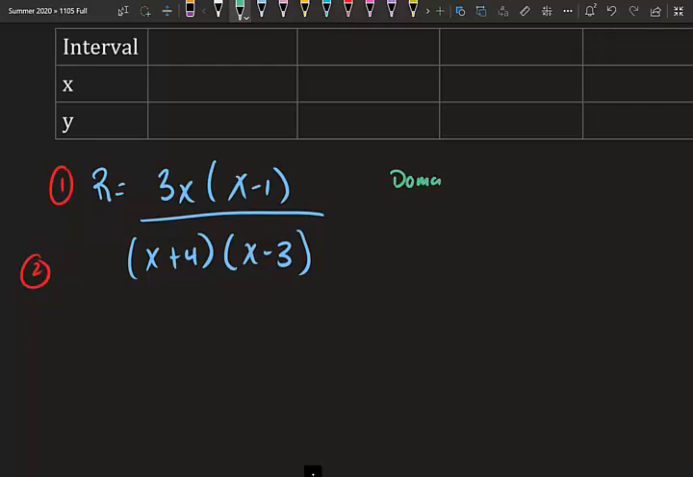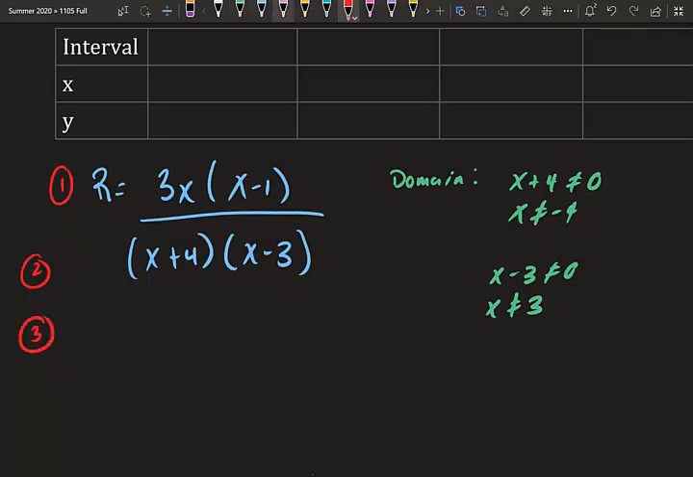So the bottom can't be 0. So x plus 4 cannot be 0, and x minus 3 cannot be 0. So we have x cannot be negative 4, and x cannot be 3. All right, so we have our domain. Now we move on to the third step, and that's finding intercepts. So let's find our x-intercept.